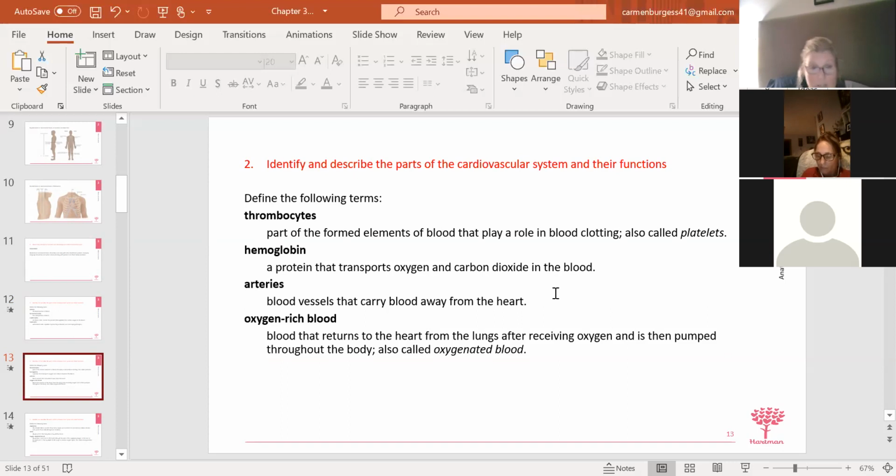Now, I will tell you, there's a secret that there is going to be one case, and we're going to learn about this later, where arteries are not going to have oxygenated blood. But for right now, just know that arteries carry oxygenated blood away from the heart. So if I say what do arteries do, they carry oxygenated blood away from the heart. You'll have that a million times. So oxygen-rich blood, that's oxygenated blood. It's carried in the arteries.